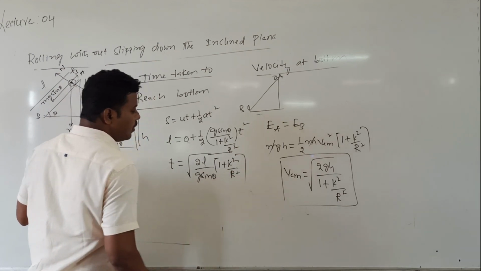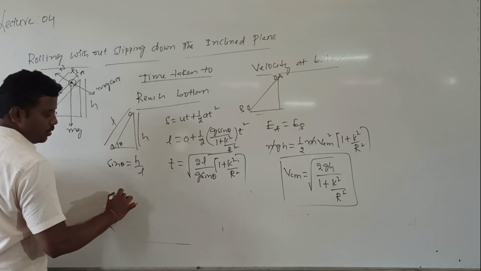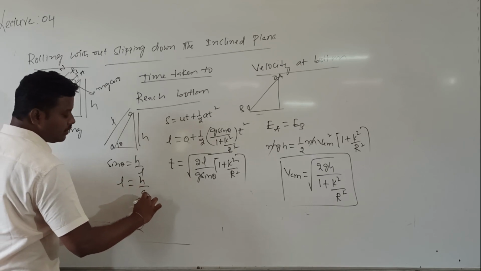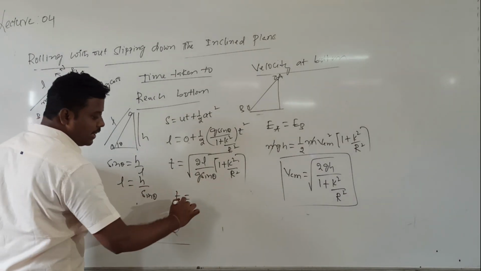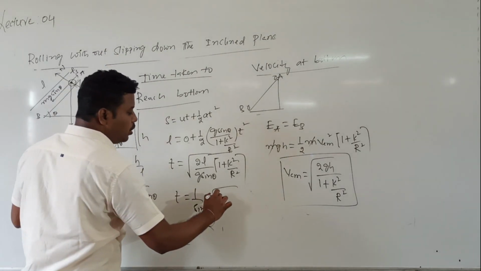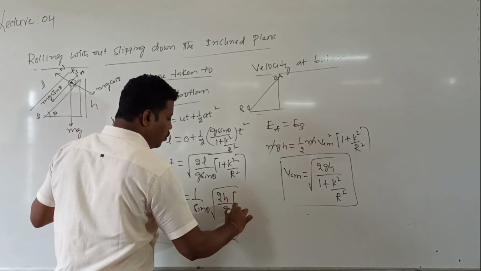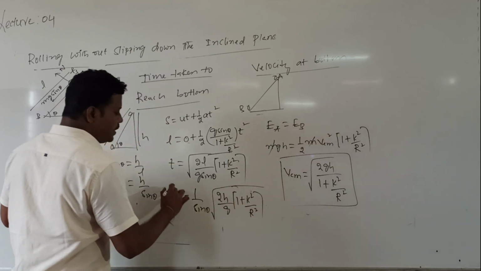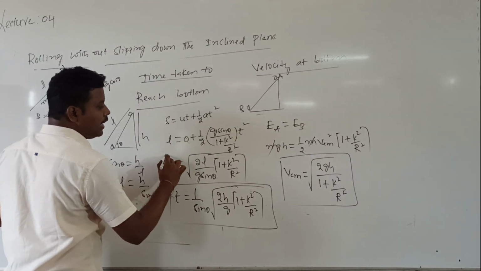Understood? But here sin theta value is equal to h by L. So then what can I write? L value is equal to h divided by sin theta. In terms of h, what can I write? T value is equal to 1 by sin theta into root over 2 into h divided by g into 1 plus k square by r square. Understood? This is the expression for time taken in terms of height. The previous one is the expression for time taken in terms of length.